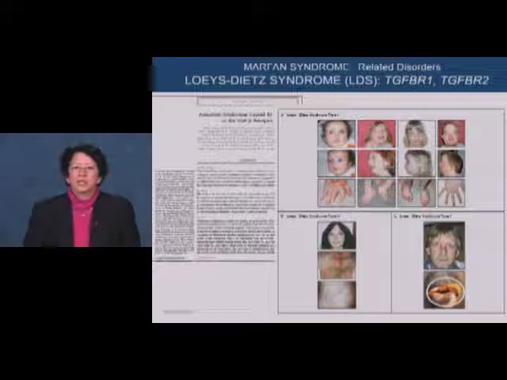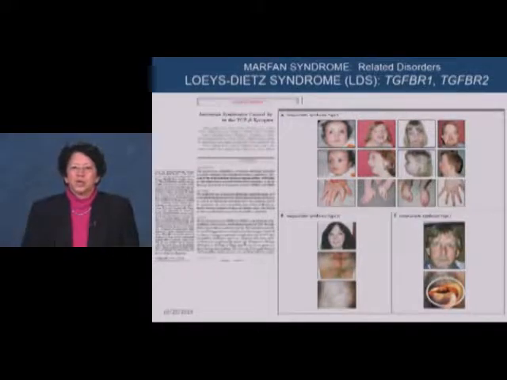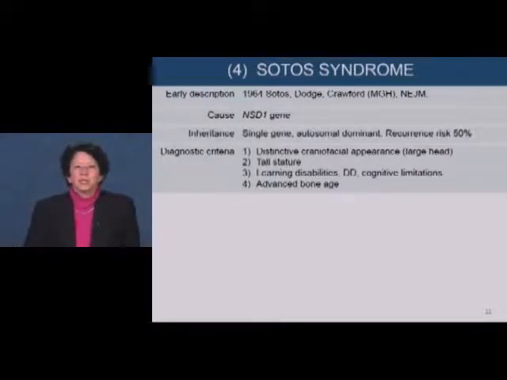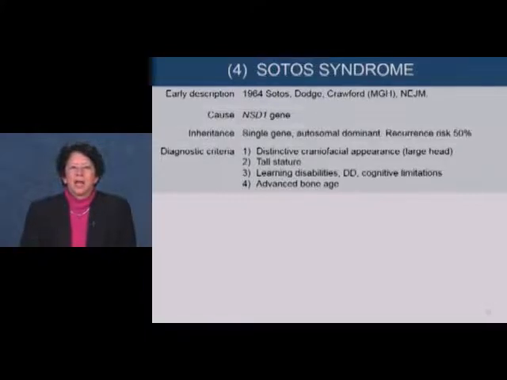I'm not going to belabor this syndrome. I think it's more than a general pediatrician would need to know, but just to convey the concept that there are syndromes that occur in people who turn out not to have Marfan syndrome. So we'll move on. Sotos syndrome is a good example of an overgrowth syndrome because it's common, and I think it's memorable. In 1964, Dr. Sotos, Dodge, and Crawford, who were at MGH, described this in the New England Journal. It's caused by the gene called NSD1, single gene, autosomal dominant, which would mean a recurrence risk of 50%.